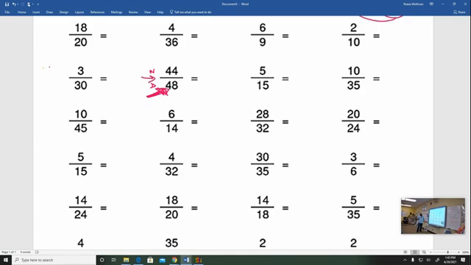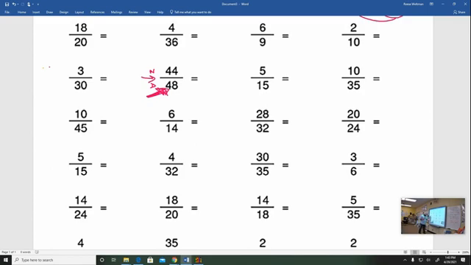What can you multiply to get 48? What can you multiply to get 44? And is there a common factor? So something that you can put into both of these that would be the same factor, same number, remember, common.